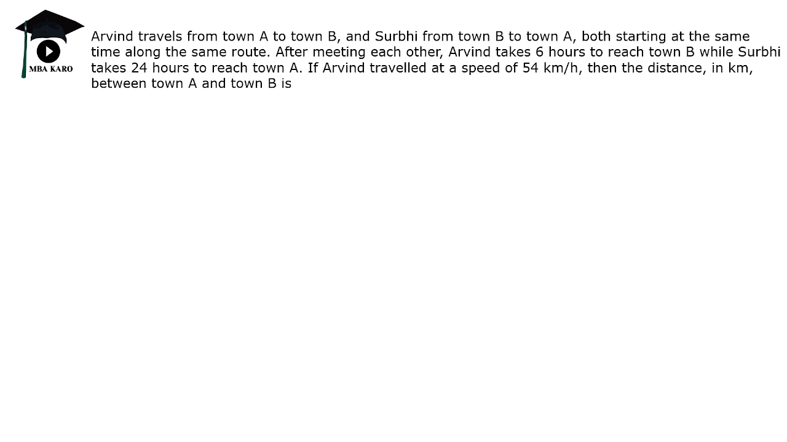Arvind travels from town A to town B, and Surbhi from town B to town A, both starting at the same time along the same route. Okay, so they start from A and B, A from here and S from here. Okay, and after meeting each other, Arvind takes 6 hours to reach town B.